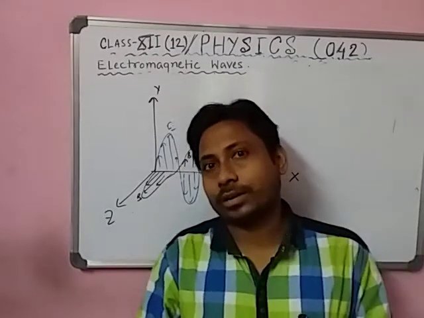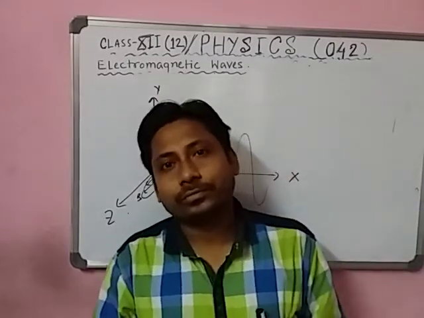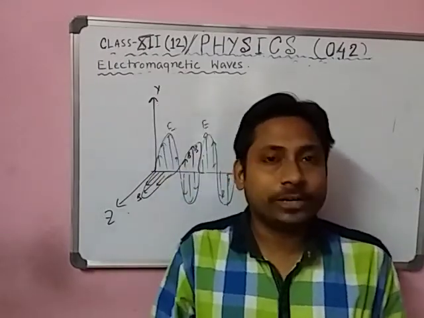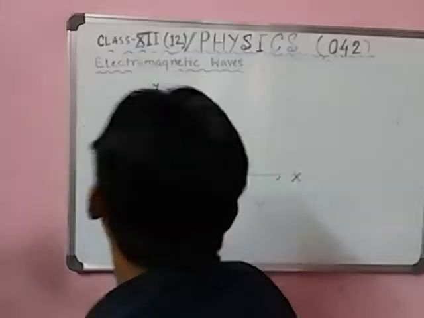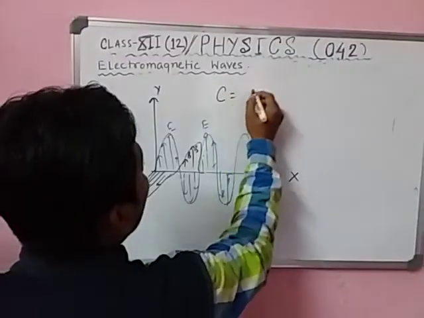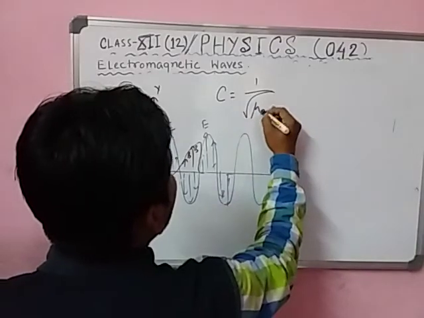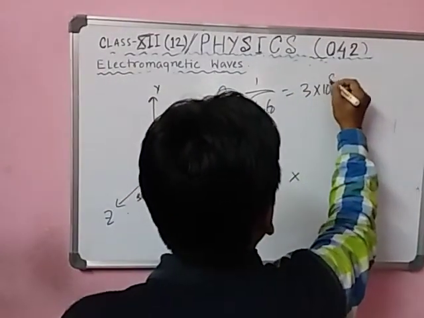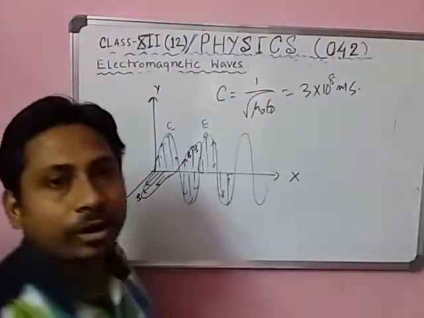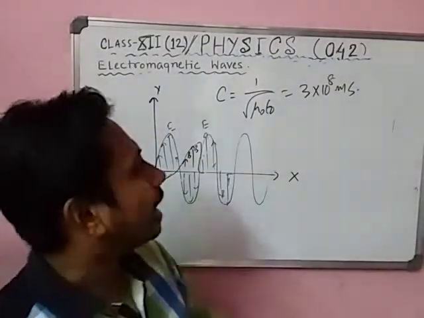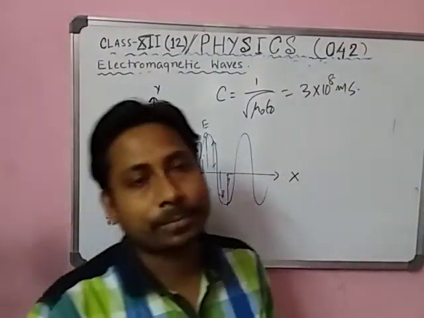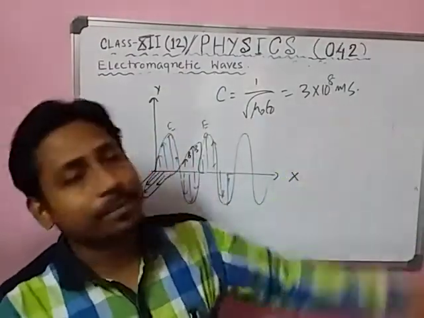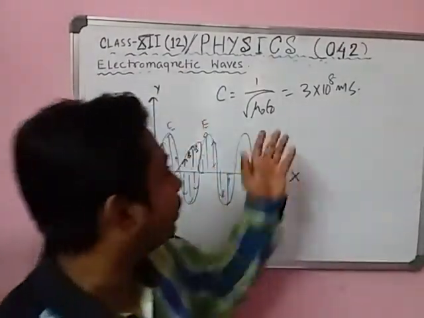Number 2, its speed. You know the speed of light, c is equal to 1 by root over mu 0 epsilon 0, and the value is 3 into 10 to the power 8 meter per second. This is the second point. So the speed of light is 3 into 10 to the power 8 meter per second. Okay, you can calculate it easily.